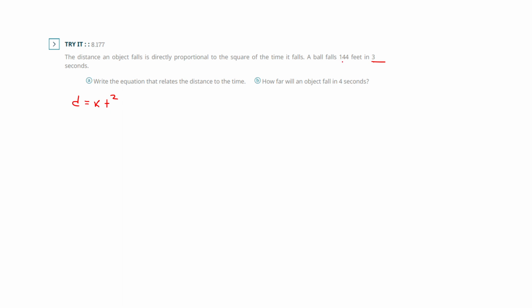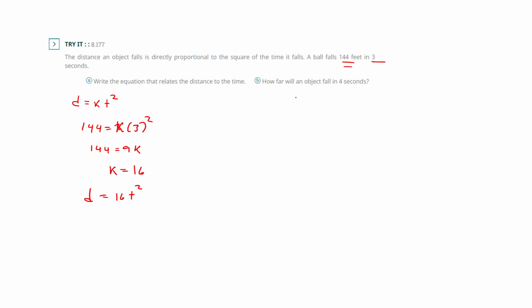We've got a time, we've got a distance. So I've got 144 equals k times 3 squared. So 144 equals 9k. We're going to divide 144 by 9 to find that constant that they're in that relationship with, and it's 16. So my formula is d equals 16 t squared. I now have found that constant for that direct variation.